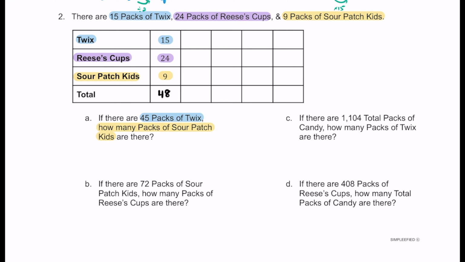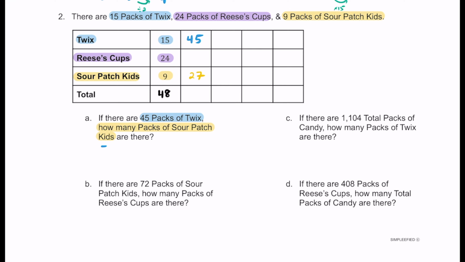So for part A, we're asked about the ratio of these Twix to Sour Patch Kids. So let's say we know there's 45 packs of Twix. Let's put that over here. And we're asked about how many would be Sour Patch Kids. So we're looking for this blank in this box here. So how does 15 become 45? Well, it's 3 times more, so we should need 3 times more here as well. So that would be 27 packs of these Sour Patch Kids.